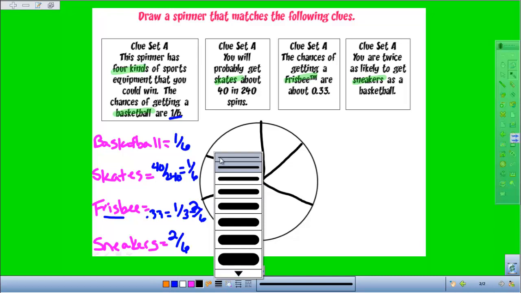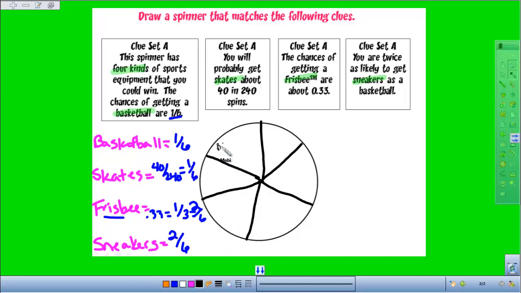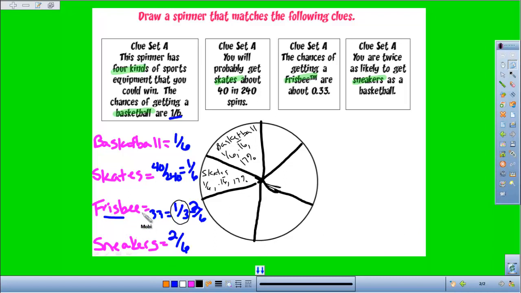So I need to make my pen smaller. Basketball is one of those sections, 1/6. You need to put it as a fraction, a decimal, which is 0.16 repeating, and then a percent, which is approximately 17% to the nearest percent. You need to have all 3 of these things in every section that you label. Skates is also 1/6, so I would have skates, and it would be the same labels as my basketball: 1/6, 0.16 repeating, and then approximately 17%. Okay, now we're going to move on to the Frisbee.